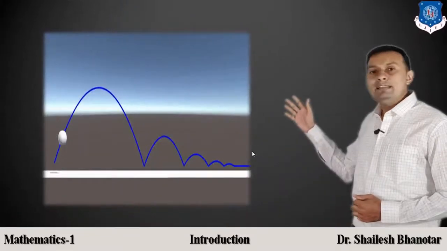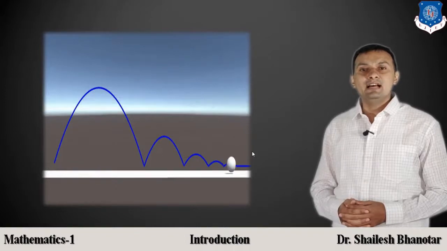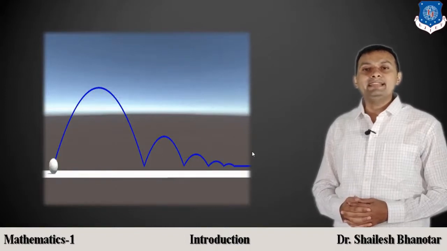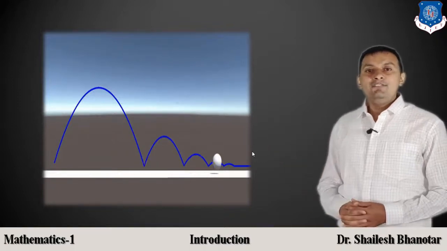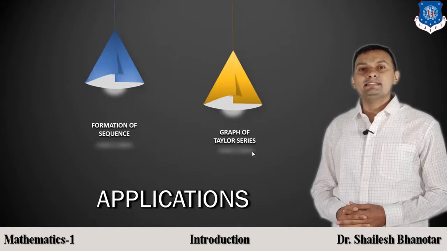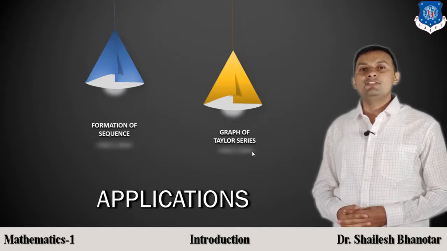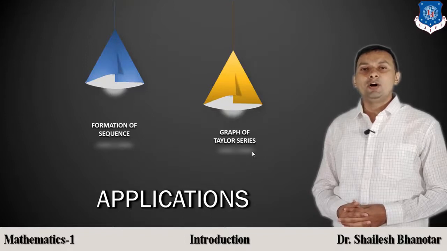When a ball is dropped from a certain height, it hits the surface and bounces back, making a sequence of distances it covers. We will also study an infinite series in powers of x minus a called power series. If the function is differentiable, then we will study a special type of power series, namely Taylor and Maclaurin series, which is used to find the approximate value of a given function at a point.